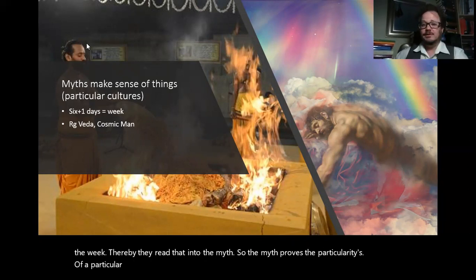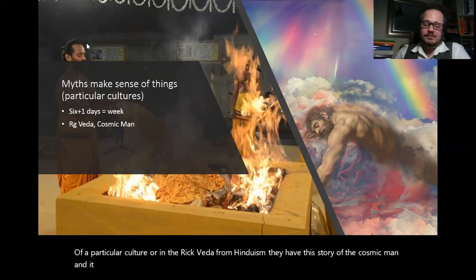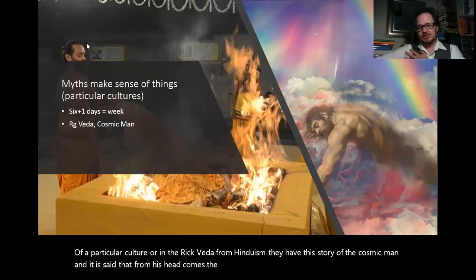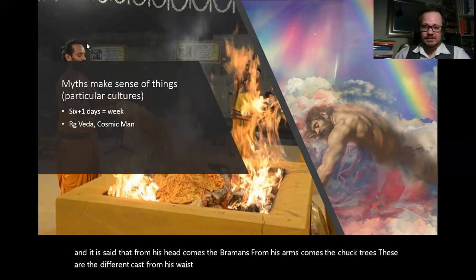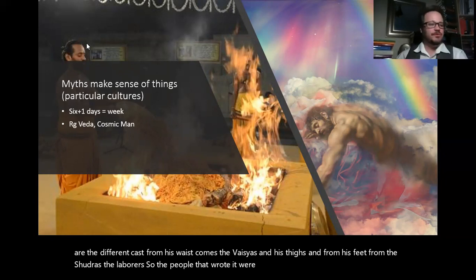Or in the Rig Veda, from Hinduism, they have this story of the cosmic man, and it is said that from his head come the Brahmins, from his arms come the Kshatriyas, these are the different castes, from his waist and thighs come the Vaishyas, and from his feet come the Shudras, the laborers. So the people that wrote it were writing in explanations for their particular culture.